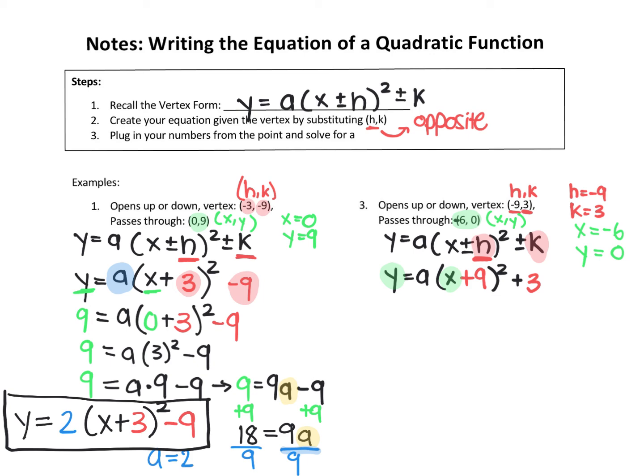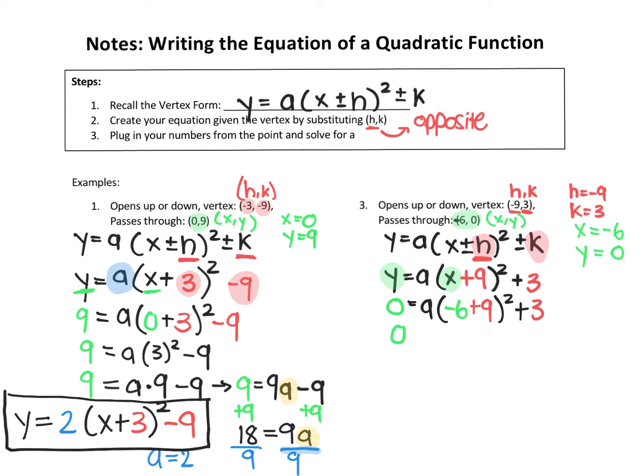Instead of y, I'm going to replace it with my y, which is 0. Then I have equals a. Then I have parentheses, and instead of an x, I'm going to replace it with my x, which is -6. I still have that plus 9. This is going to be squared. And then I still have plus 3. Okay, we're going to simplify.